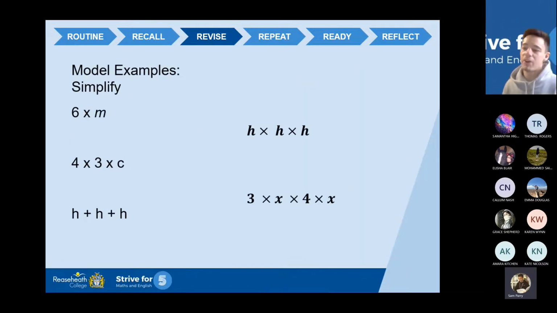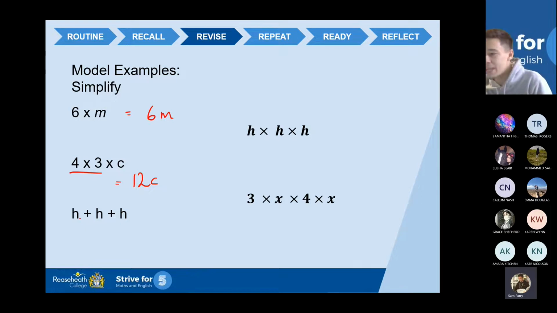Now, when we simplify, I think it's a good place to start by grouping things together. The reason why we simplify is because it's more efficient. It's quicker for me to write 6m than it is to write 6 times m, for example. That's why we simplify. Let's have a look at 4 times 3 times c. Let's do the numbers first. 4 times 3 is 12. Times it by c is going to give me 12c.